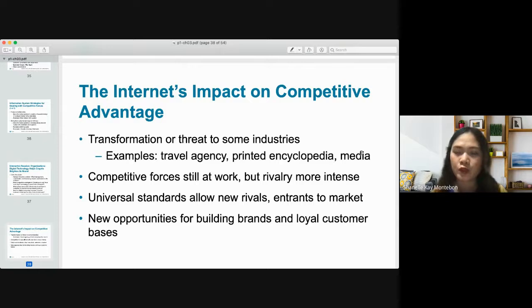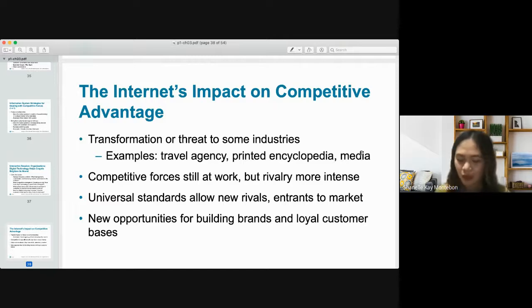So yung mga businesses na planong pumasok sa market, if they want to have an idea, they can just see that some information is available on the internet, especially if they focus on a certain established company. So they can even copy it and retaliate it and use it as an inspiration for their entrance to the market or the industry na papasukin nila. And new opportunities for building brands and loyal customer bases.